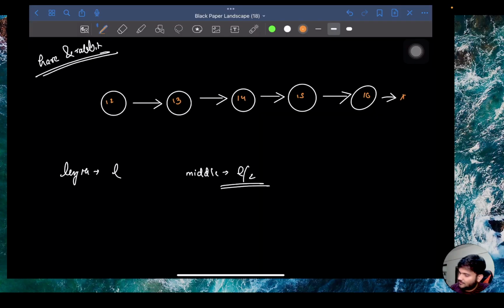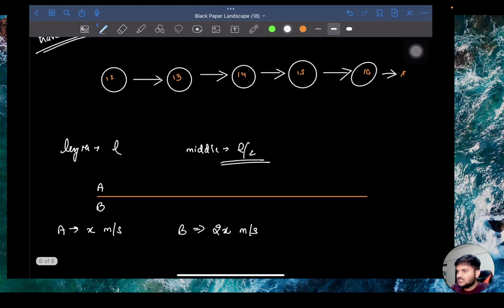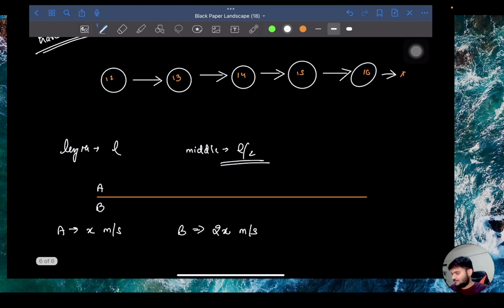Now just think about it. If there is a racetrack, on this race track, there are two persons, A and B. Person A goes with a speed x meter per second, and person B goes with a speed 2x meter per second. That means B is running faster than A.